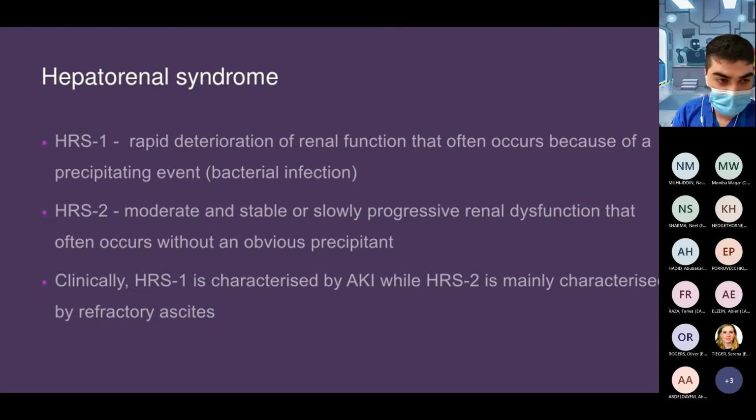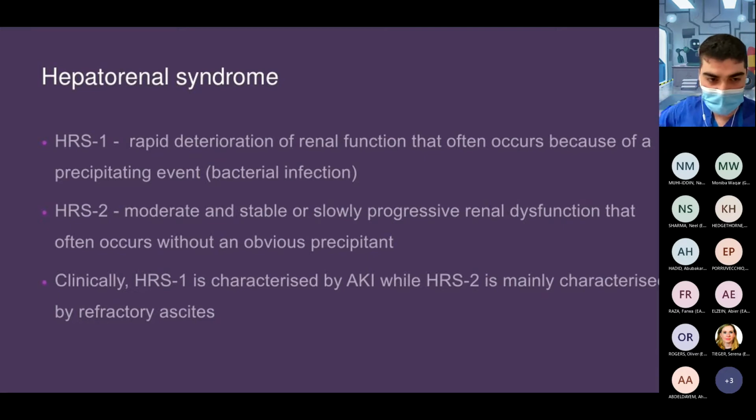So HRS1 in a textbook sense is the kind of HRS patients who we see being admitted to hospital. They're patients who have an insult on the background of liver cirrhosis, presenting with a significant AKI, obviously requiring quite invasive testing and interventions.